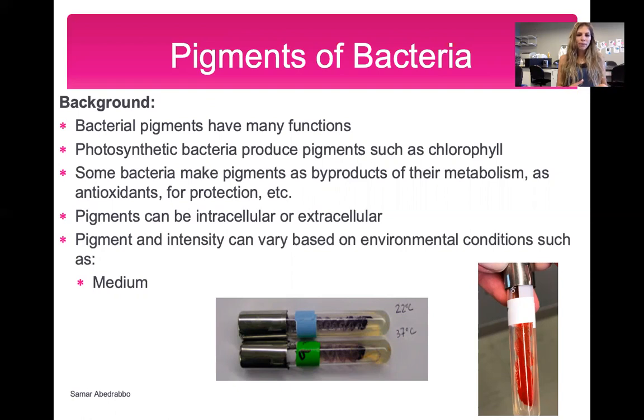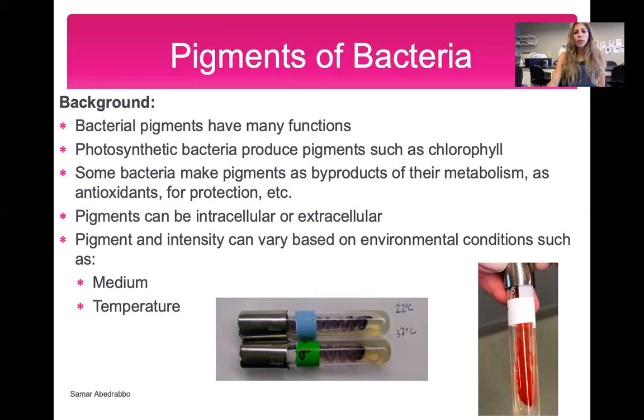Or maybe at one temperature, the pigment is more intense, like it's more red or more purple. And as well, it can also change based on the media or what we grow the bacteria in. The pigment and the intensity of the pigment can change if we have light or no light. It can change if you have oxygen or no oxygen, so in aerobic versus anaerobic environments. So keep that in mind.